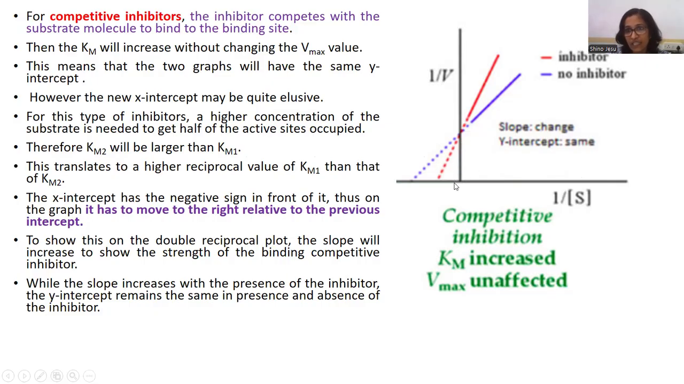So this red line is the new one. That becomes larger than this Km1, which is the purple intercept over here. The x-intercept has a negative sign in front of it. Thus, on the graph, it has to move to the right relative to the previous intercept because Km is increasing. To show this on a double reciprocal plot, the slope will increase in the presence of the competitive inhibitor. While the slope increases with the presence of the inhibitor, the y-intercept remains the same in presence and absence of the inhibitor. So those are the features of competitive inhibitors and how we can represent them in the Lineweaver-Burk plot.